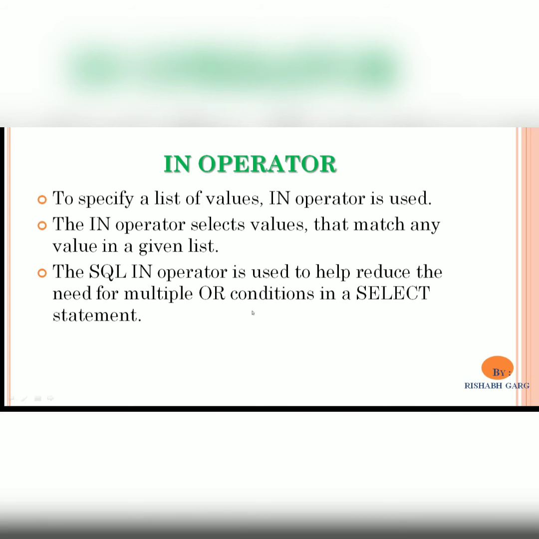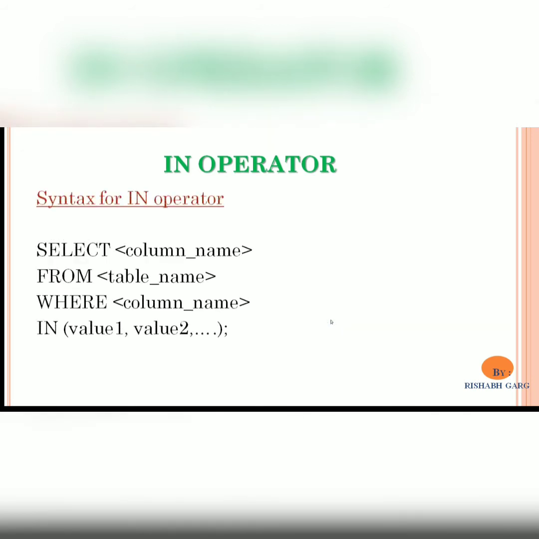For using the in operator, we will use the following syntax. First we will write the select statement. After that we will write the column name. Then after we will use the from keyword. After that we will write the table name. Then after we will use the where clause. After that we will write the column name. Then after we will use the in operator. After that we will write the values based on the query. Remember one thing, values will be separated with the help of commas. At last we will use the semicolon for terminating our command.